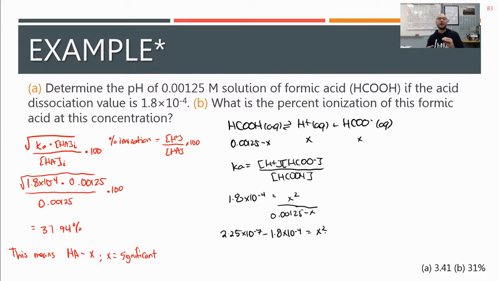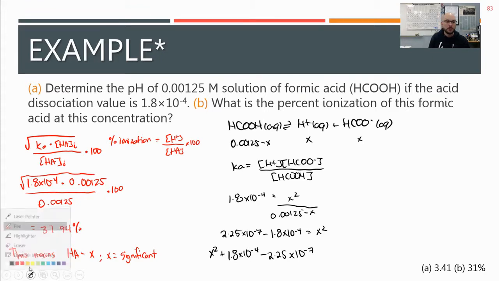We want to get this into our quadratic equation form, so we want AX squared plus BX plus C equals 0. So we're going to move that X squared over and put that first. We get X squared plus, so really we're stacking everything on the right hand side then reversing it, plus 1.8 times 10 to the negative 4 X subtract 2.25 times 10 to the negative 7.